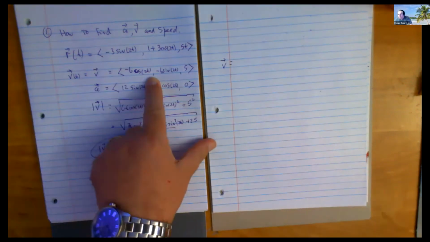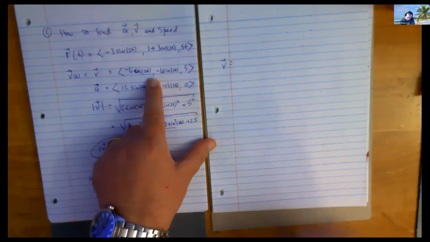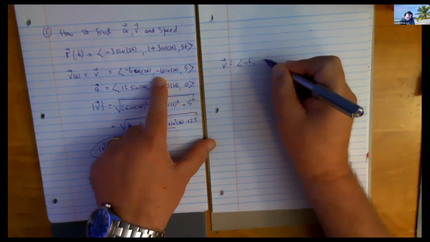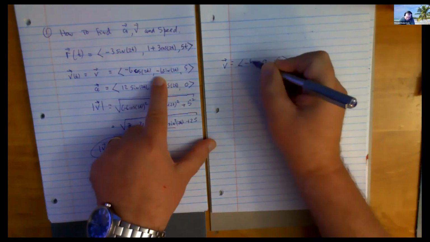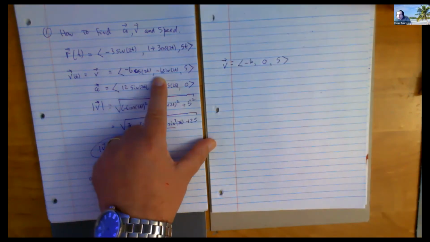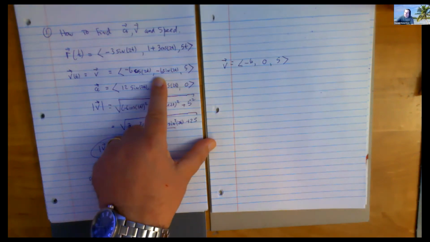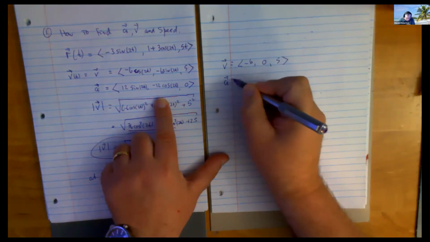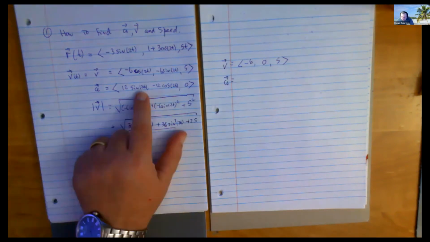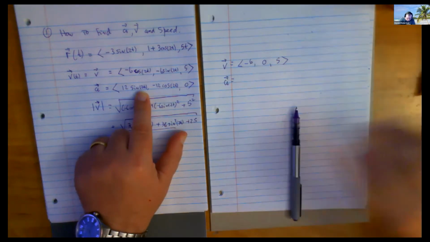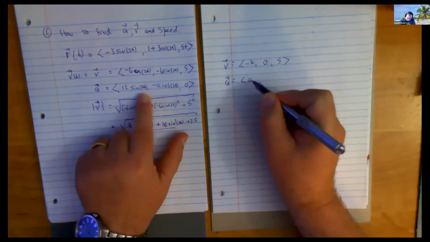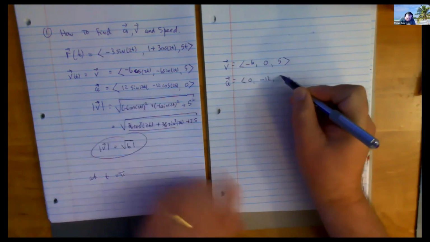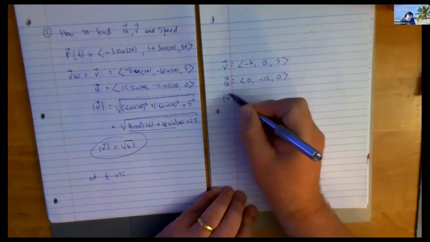Cosine of 2 pi is the same as the cosine of 0, so it's 1. So that's -6, that's 0, and that's 5. So that's your velocity vector as you shoot off to your death. Right? Remember, velocity vector is the same as the direction vector. Now, what's your acceleration going to be? Well, at pi, that's going to be 0. That's going to be -12, and that's going to be 0. And your speed is going to be that.